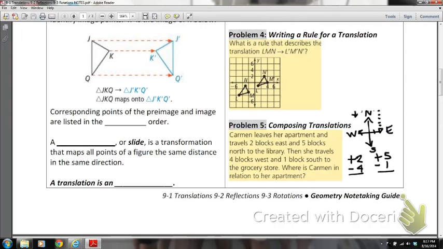So the composition of those two functions, if you look at that, you had a positive 2 movement on your x and a -4, so your net movement is going to be a -2. And then your y movement, your vertical movement, is +5, and a -1 is a +4. So where is she from her apartment? She is going to be 2 blocks west from it, and she's going to be 4 blocks north of her apartment after the composition of the translations.